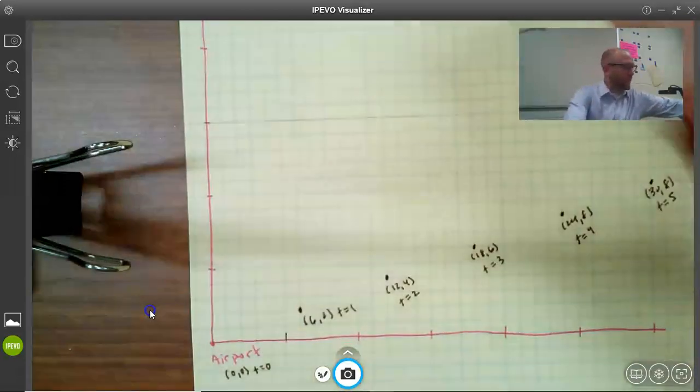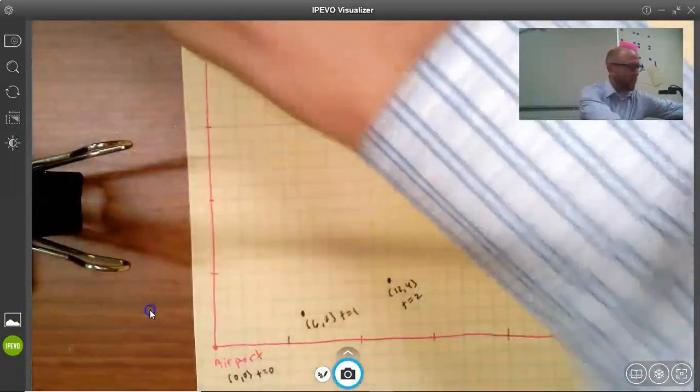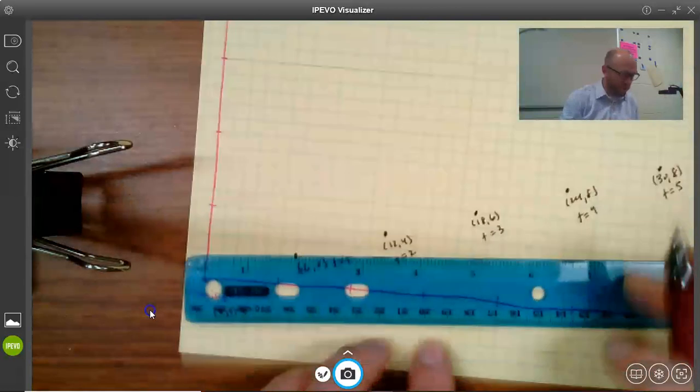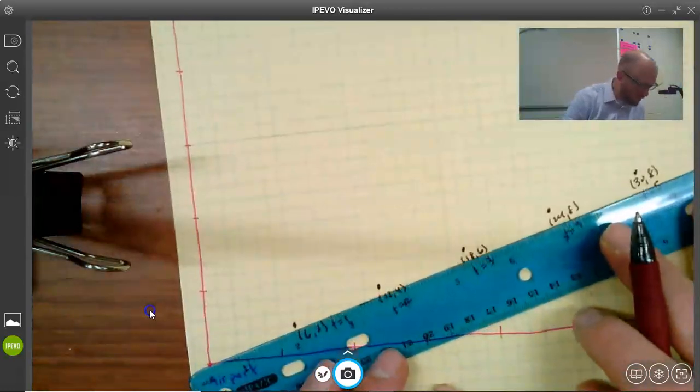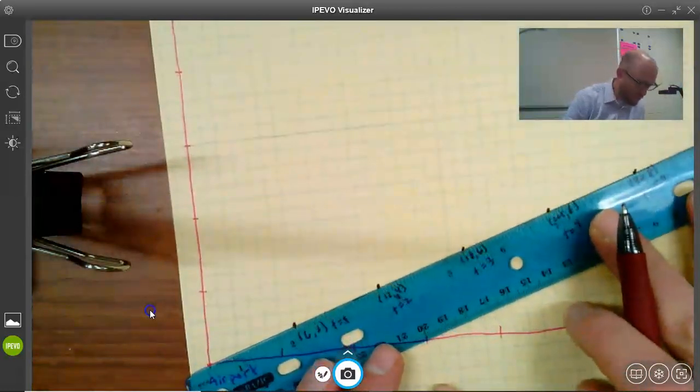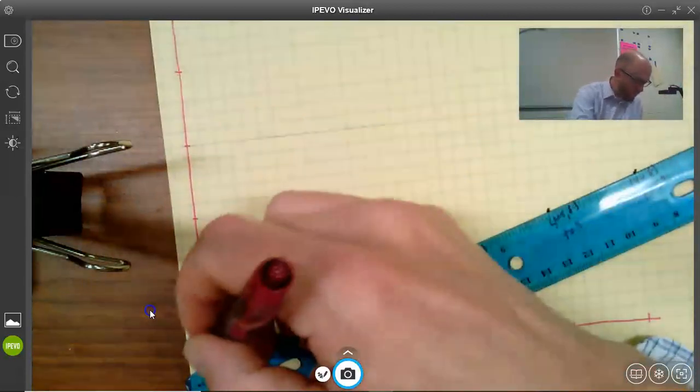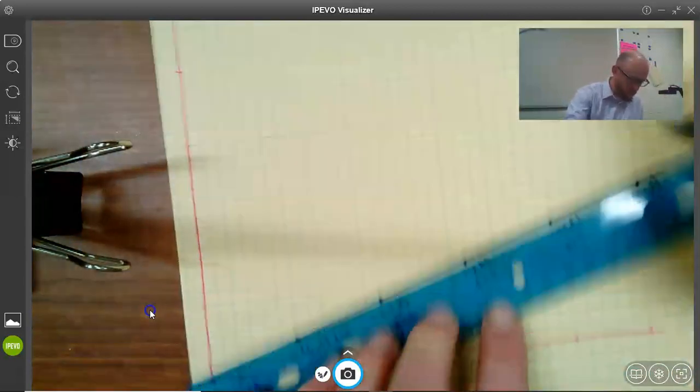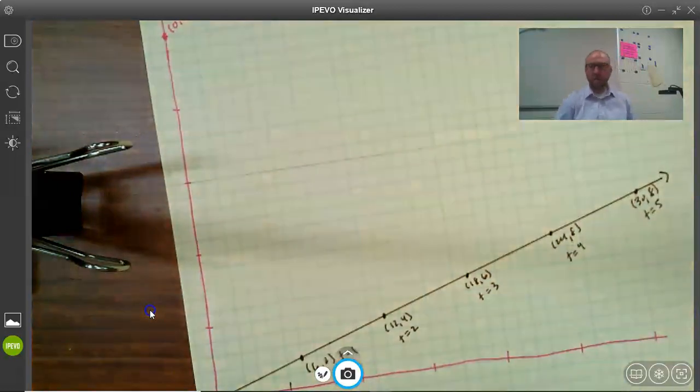Let me just get a ruler here. I'm going to connect these with a nice line. I just feel like doing that. It's going to look nice. There we go. I'll put a little arrow there, since we're continuing in that direction.